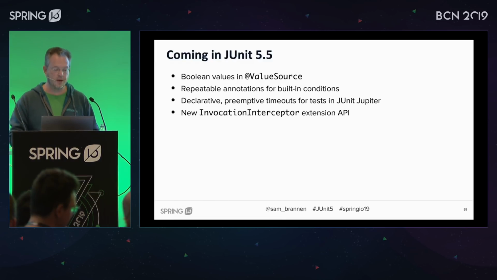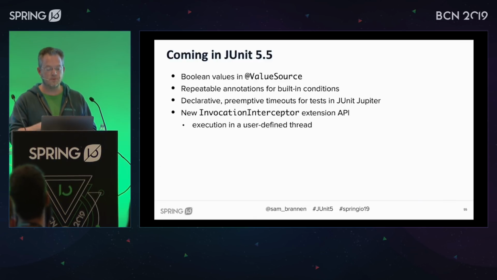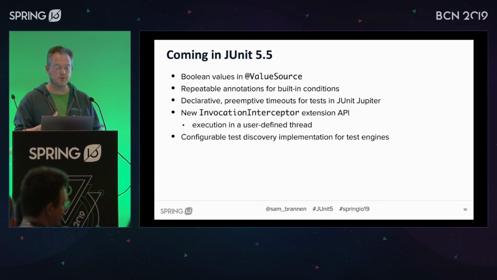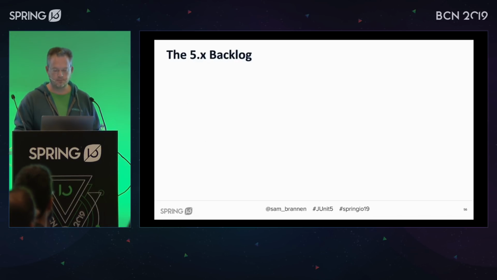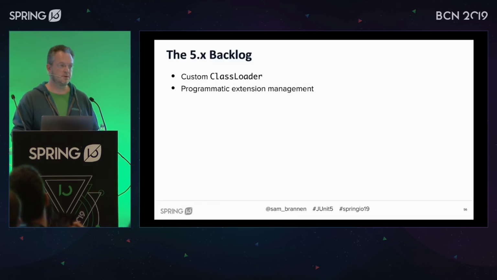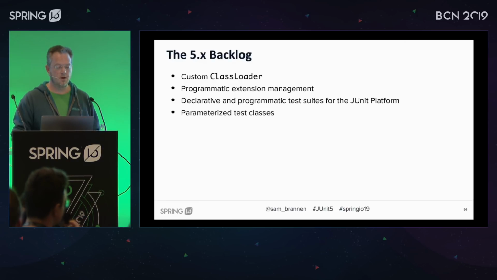There's also a new invocation interceptor extension API that allows you to do things like executing the code in a user-defined thread, which might work nicely if you're using something like SWT. And if you're doing something more low-level, like writing your own test engine, there's a new configurable test discovery basic implementation that you can build off and extend from if you want. So in the backlog, there's other things we're looking at in the future. We want to add support at some point for using a custom class loader, for support for programmatic extension management instead of just declaring it with the annotations. We want to add first-class support for test suites, parameterized test classes.